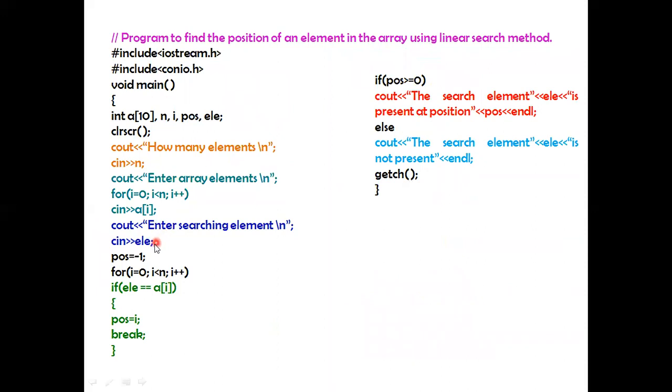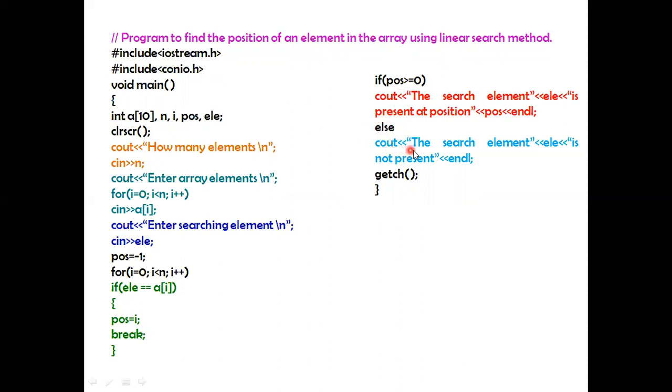So the position value remains the same, -1. Position value will change only when the given condition is true. So my condition is not at all true from A of 0 to A of 4. 50 is not there from A of 0 to A of 4. So the position value remains -1. Then it comes here: is -1 greater than or equal to 0? No, the condition is false. Condition false means I have to execute the part after the else.